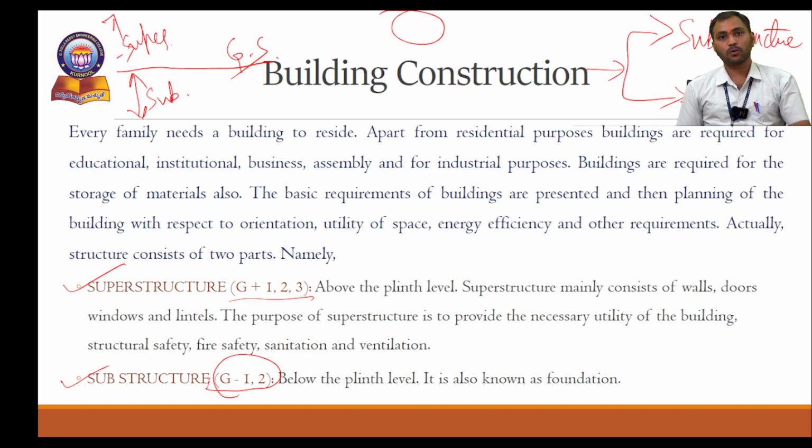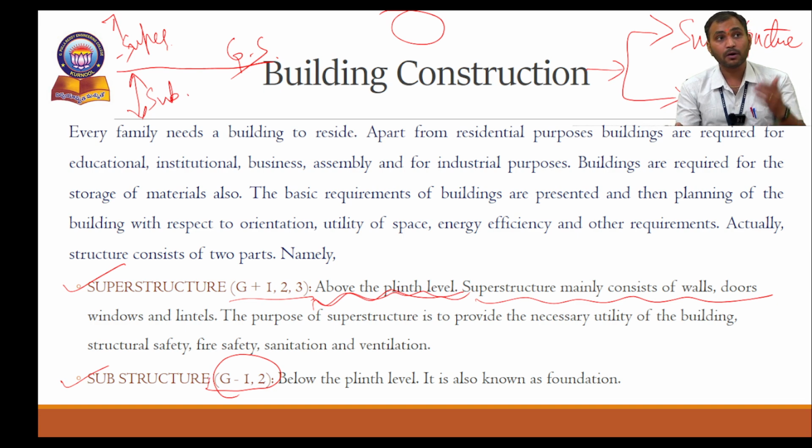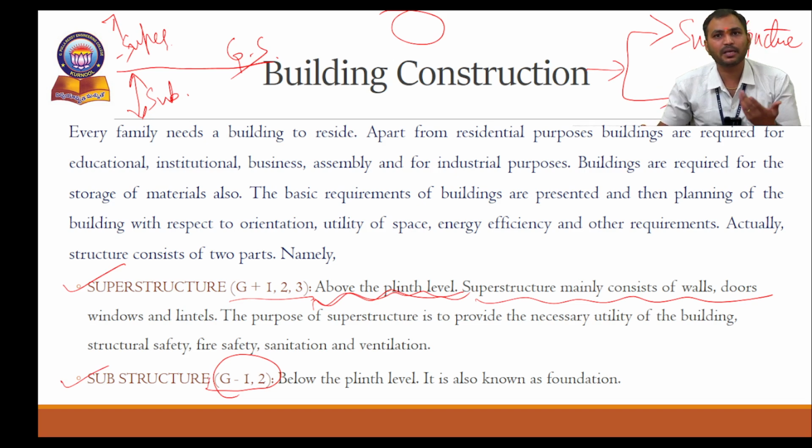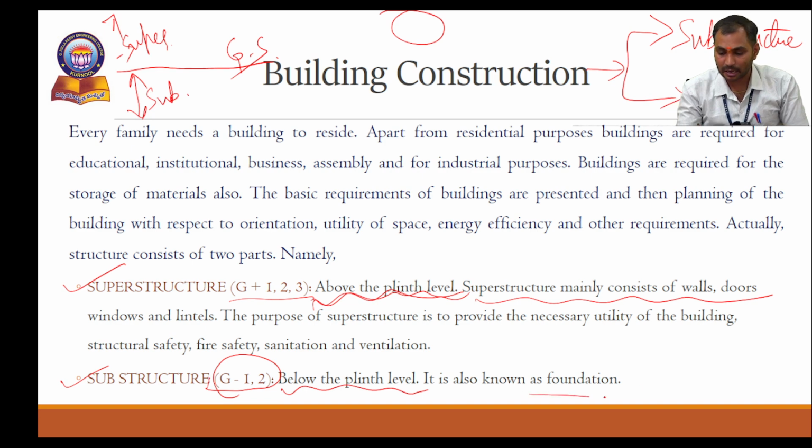And next, above the ground. If we are going to provide the parking on the ground surface, we have to call it stilt. Next, first floor, second floor, third floor, fourth floor, like that. Above the plinth level is the superstructure, the structure we are going to construct above the plinth level. Mainly it consists of walls, doors, windows, columns, beams, slabs, flooring areas, everything which we can see with our eyes on the ground surface. That is the superstructure. The foundation part we can't see, which is under the ground surface. The structure constructed below the plinth level is called the foundation or else the substructure.